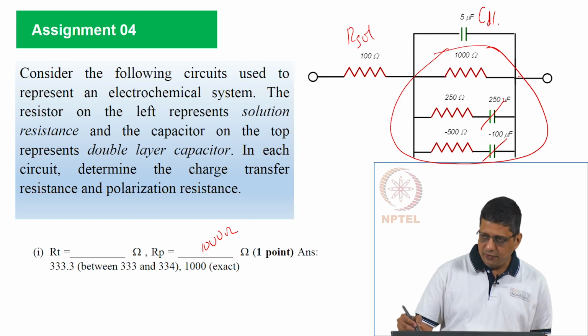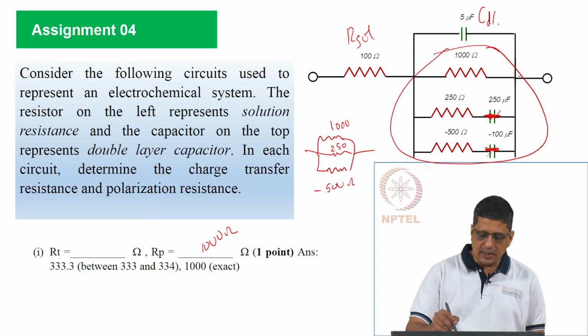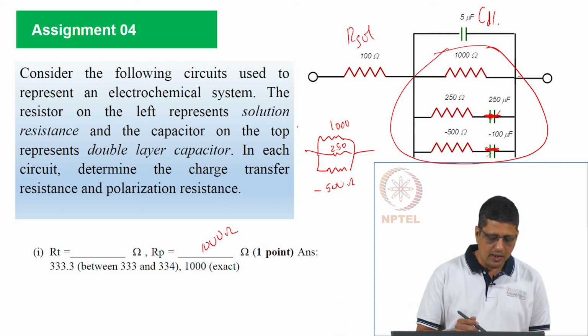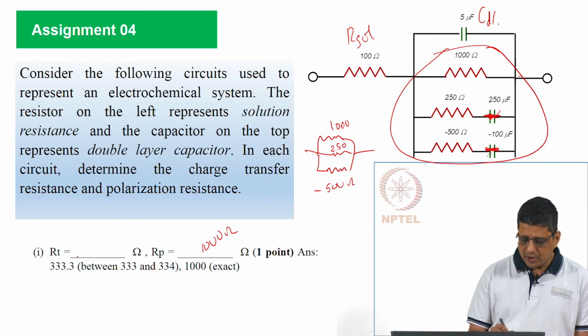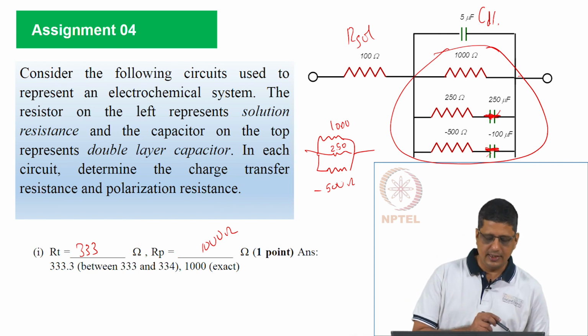If I apply infinite frequency sine wave, if I apply very large frequency sine wave, then this gives 0 impedance, this gives 0 impedance. Current will pass through a network which has 1000 ohm, 250 ohms and minus 500 ohms. And you can calculate the admittance of each one of these, add them up, you will get the net admittance. You can take the inverse of that, that will give you the net impedance, and that is close to 333 ohms, and that is going to be the charge transfer resistance.